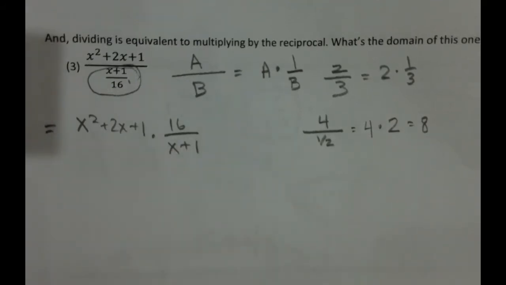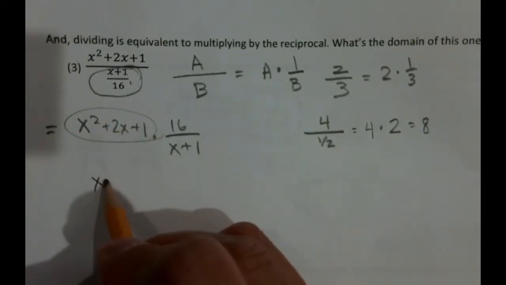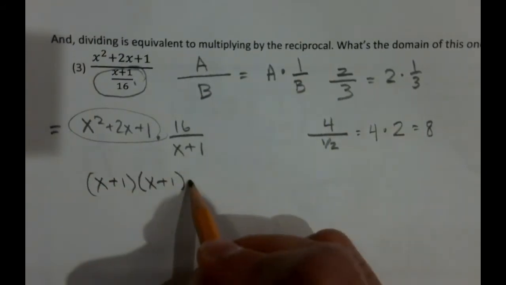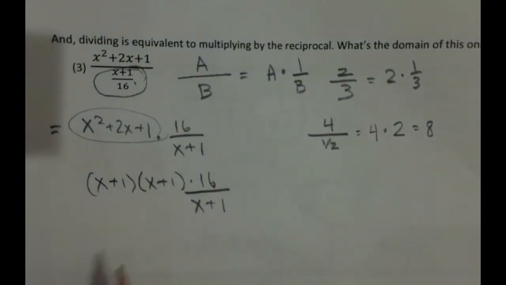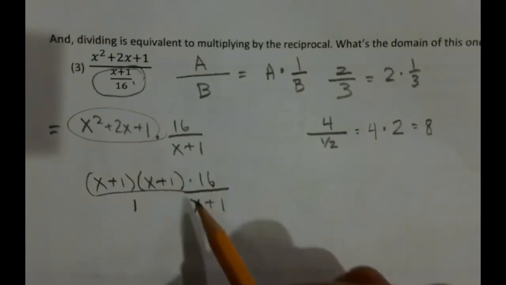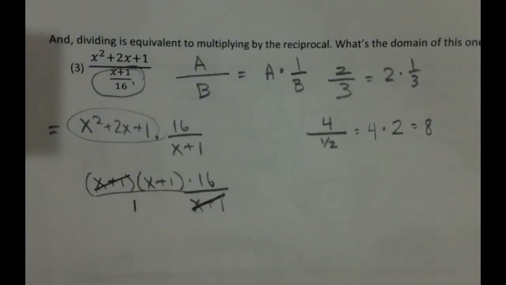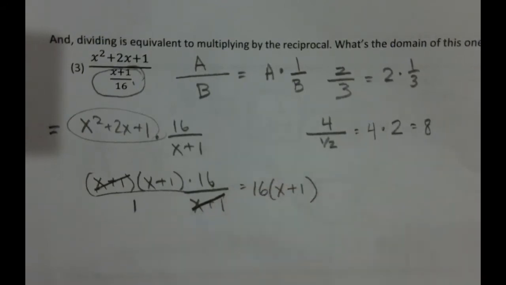And now you're thinking, hey, let's factor. Great idea. This is x plus 1 squared times 16 over x plus 1. If you're bothered by the empty space here, it is really over 1 in the denominator, however you want to look at it. One of those will cancel out, and I'm left with 16 times x plus 1, or 16x plus 16.